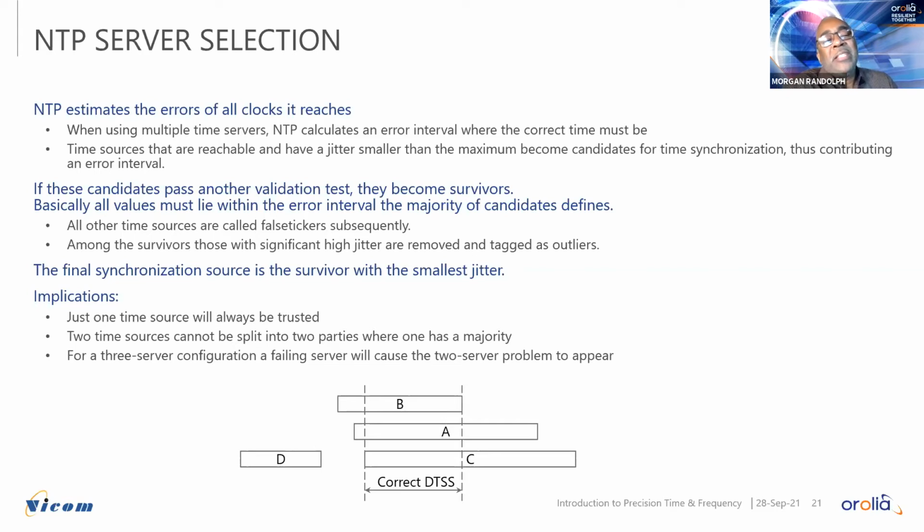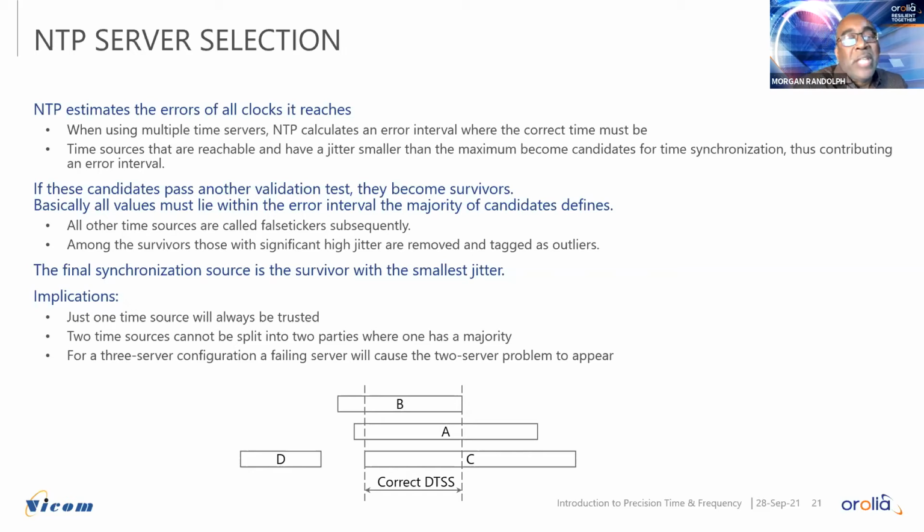If these candidates pass another validation test, they become survivors. Basically, all values must lie within the error interval the majority of the candidates define. All other time sources are called false tickers. Subsequently, among the survivors, those with significantly high jitter are removed.